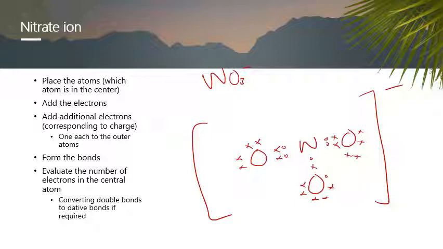Now in this case, we see the nitrogen has got 10 electrons. So that's not possible. So let's convert one of the double bonds to a dative bond. I remove the oxygen electrons, give it back, and then I convert the one on nitrogen to form the dative bond. And that's NO3 minus.